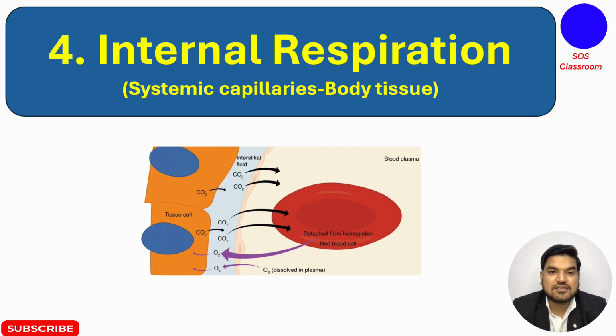Next, fourth is the internal respiration. Internal respiration occurs between the systemic capillaries and body tissues. You can see these are the systemic capillaries and these are the tissues. The exchange of gases, oxygen and carbon dioxide, between the tissues and systemic capillaries is called internal respiration. So how does the process occur?